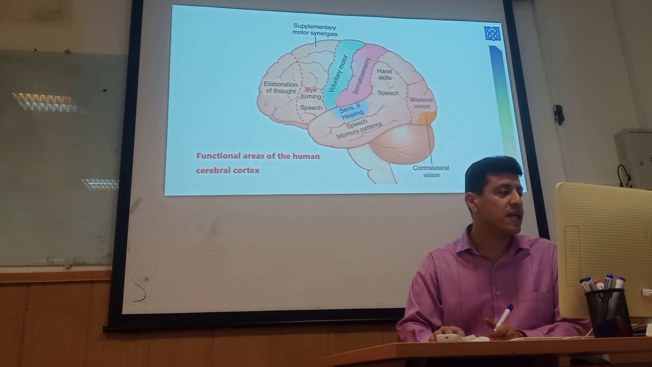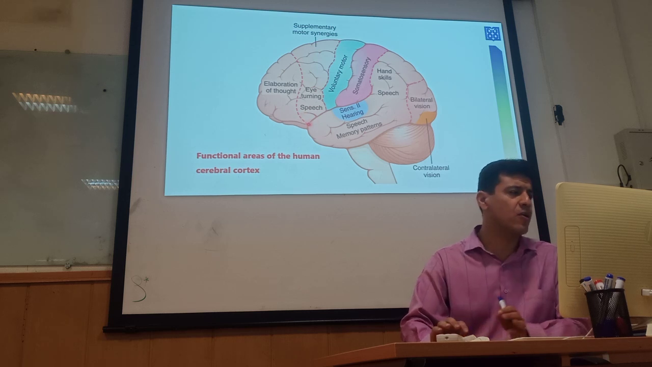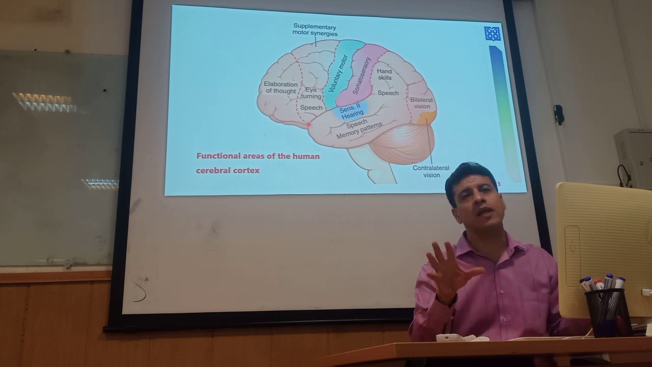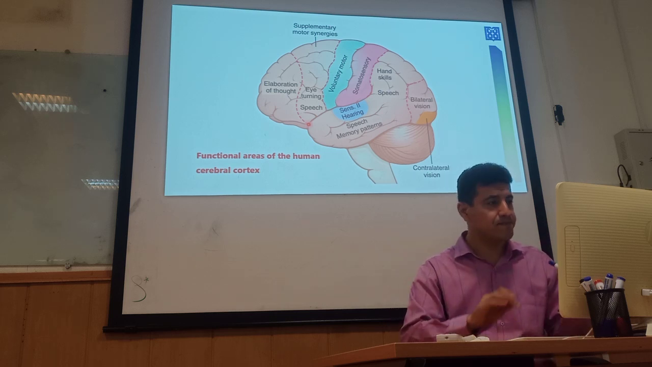An eye turning area located in the premotor cortex. You remember that? Frontal eye field. And we have Broca's area here for the speech. So you can see that different areas of the cortex may have different functions, right?